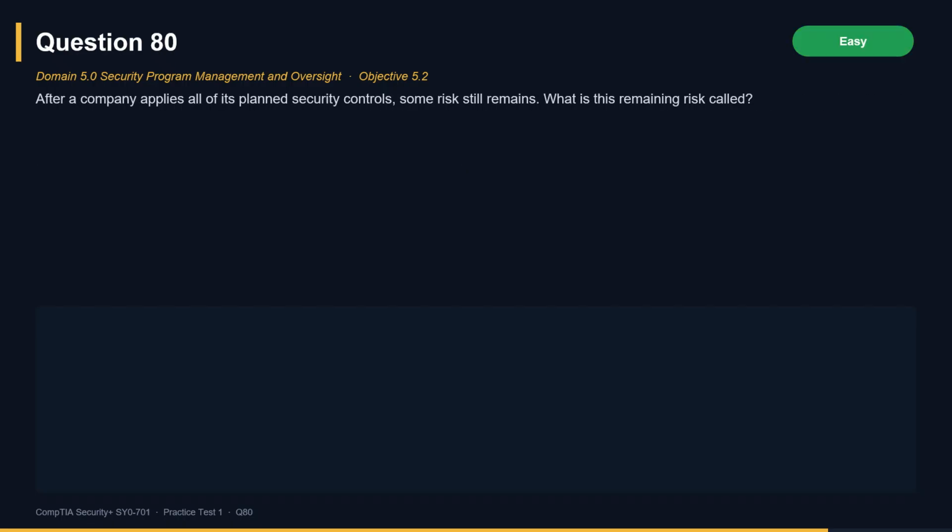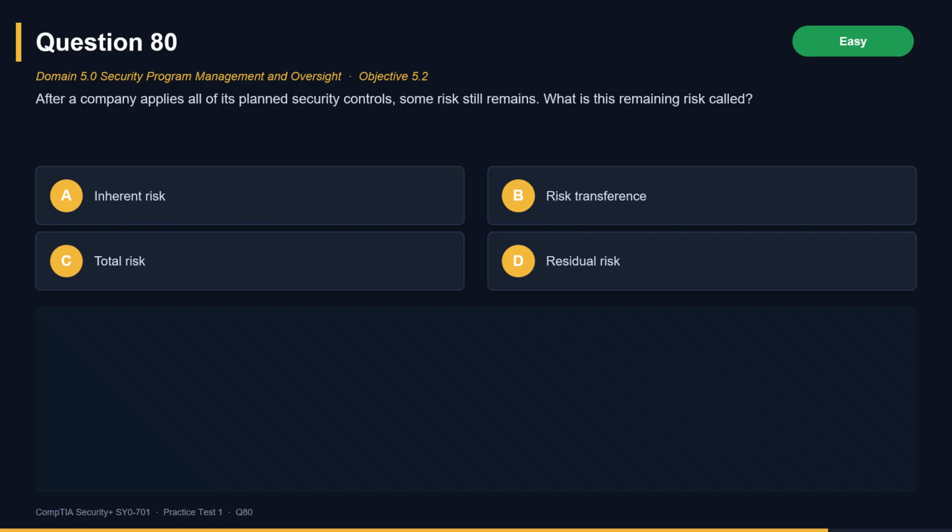Question 80. After a company applies all of its planned security controls, some risk still remains. What is this remaining risk called? The correct answer is D, residual risk. Residual risk is the risk that remains after controls have been applied.